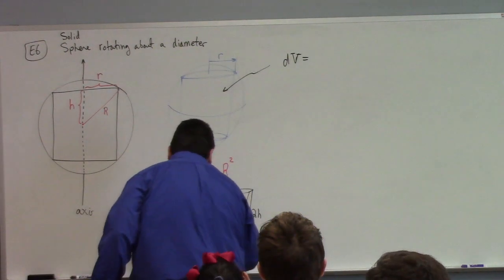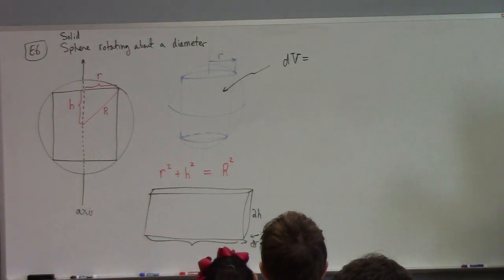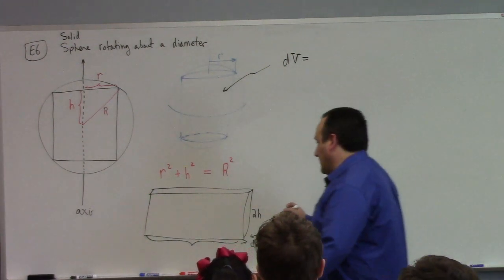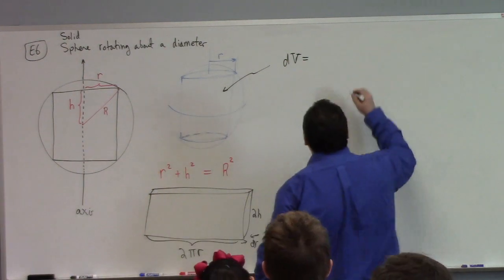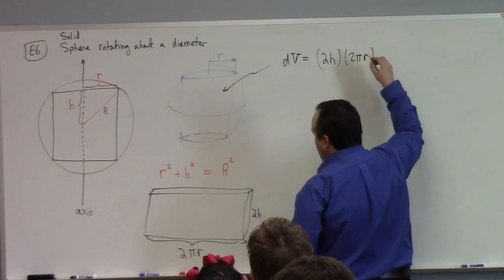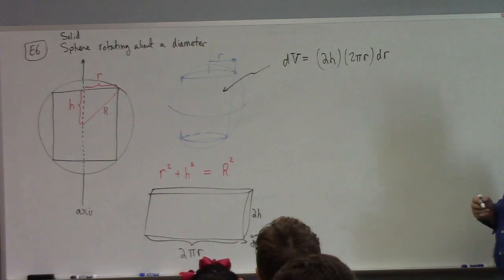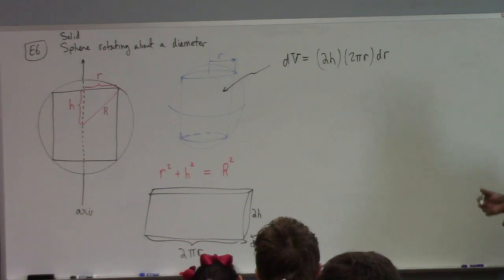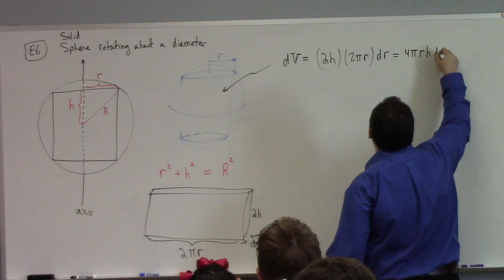2r? Nope. It's a circle of radius little r, right? So 2 pi r is what we're looking for. The circumference, 2 pi r. So the area of the slab would be 2h times 2 pi r. That's the area of the slab. The thickness of the slab is dr. That gives me the volume. That's the little bit of volume that's subtended by this infinitesimal shell. And so that is 4 pi rh dr.